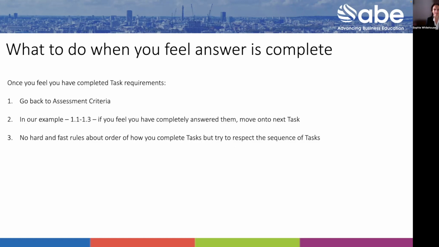So we'll move on. What to do when you feel your answer is complete? Once you feel that you've done everything you can, in this case task 1A, and you've met the word limits, then number 1, go back to the assessment criteria. Does this actually answer what's expected of you in terms of task 1? In this example, we've got criteria 1.1 to 1.3 in the study guide. So go through those. If you feel that you've completely answered them, move on to the next task.